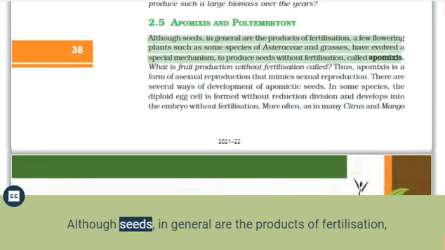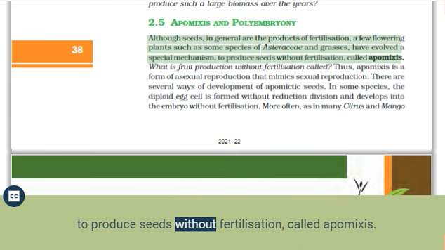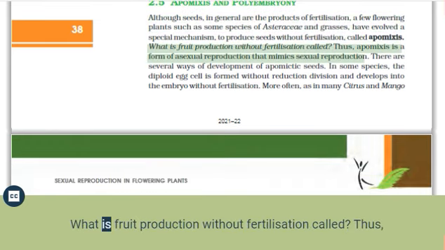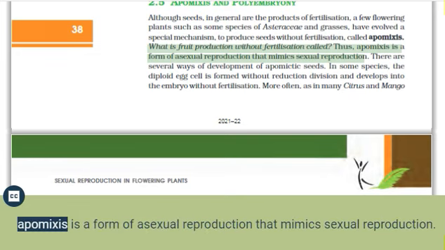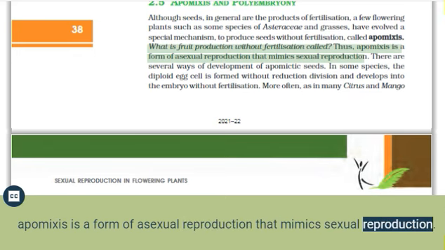2.5 Apomixis and polyembryony. Although seeds, in general, are the products of fertilization, a few flowering plants such as some species of Asteraceae and grasses have evolved a special mechanism to produce seeds without fertilization, called apomixis. What is fruit production without fertilization called? Thus, apomixis is a form of asexual reproduction that mimics sexual reproduction.